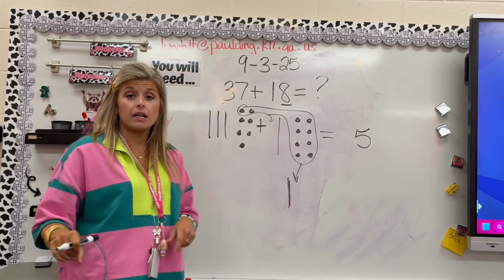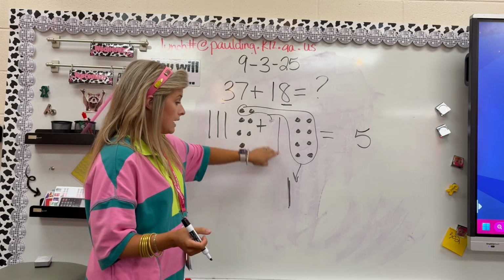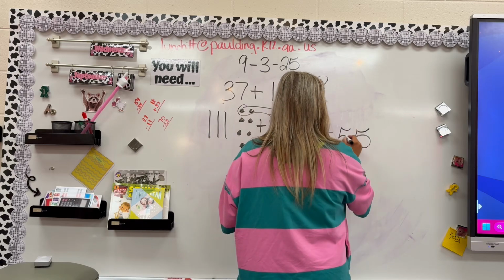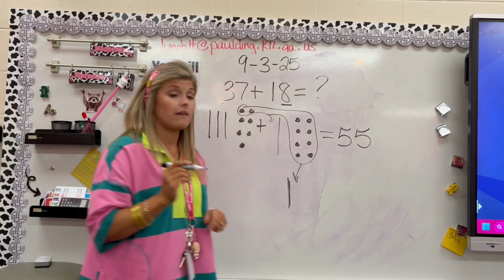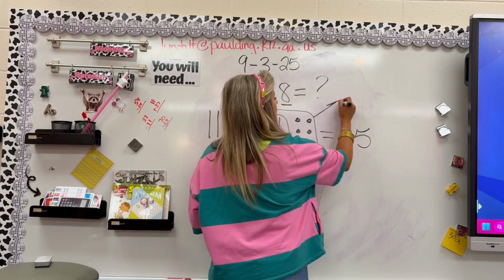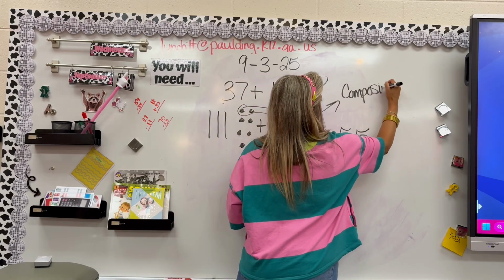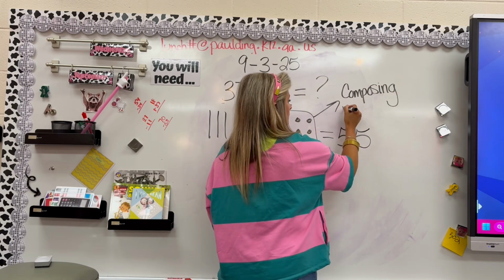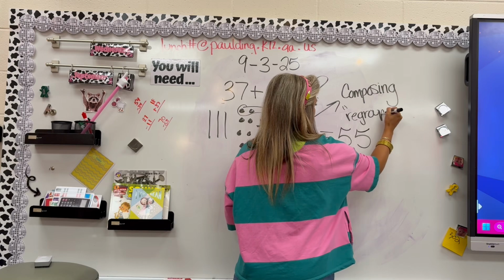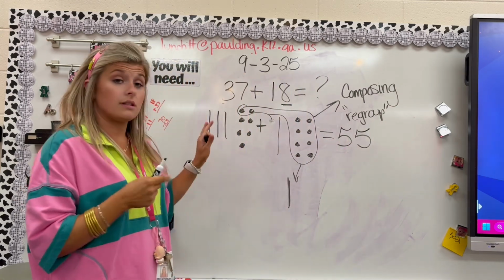Now I'm going to count my tens place. 10, 20, 30, 40, and don't forget this one down here, 50. So we have 55. What we did right here was called composing, or we would call it regrouping. So this is second grade math.